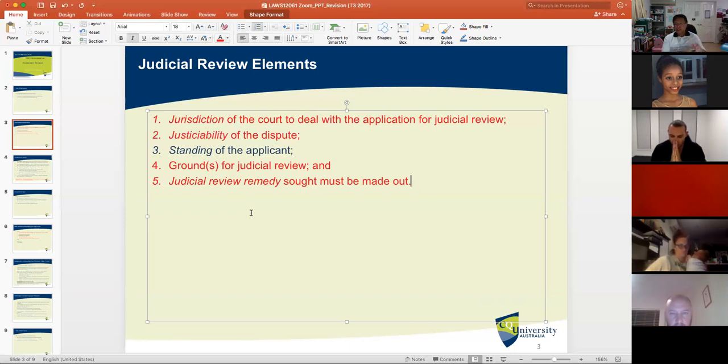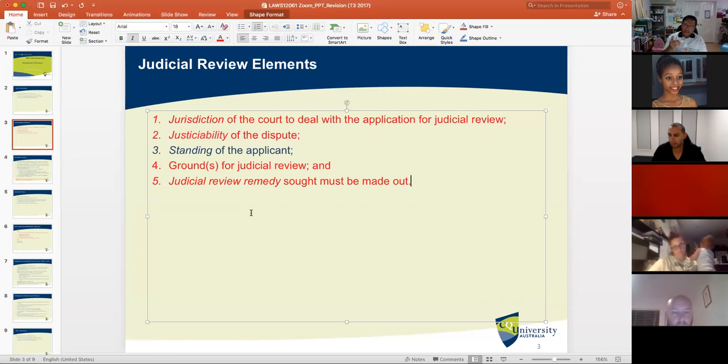So are we clear? So we've talked about the ADJR Act. It must be made under an enactment. Now, if the administrative decision is not made under an enactment, but because there was an exercise of a non-statutory executive power, then examine whether or not Section 75(5) of the Constitution is available. But again, the problem there is that you are limited to the writs of prohibition, mandamus, or injunction, and certiorari.